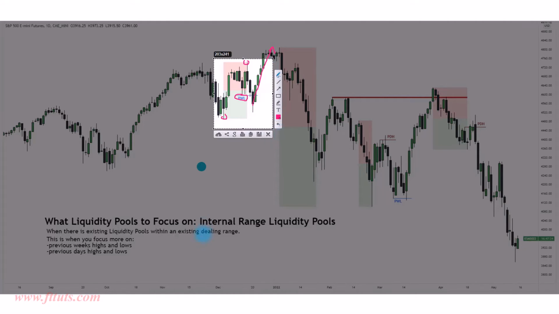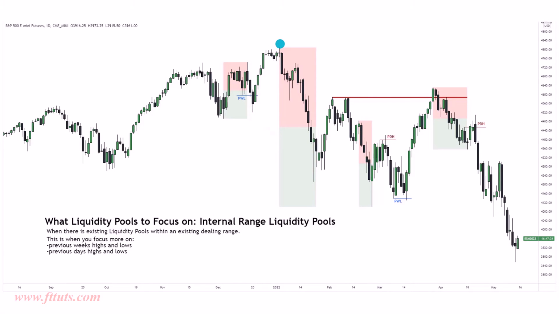Now what you want to do with internal range liquidity pools is blend them with something. Okay, so what I like to blend them with is one, an order block, or two, a fair value gap. So we can see here, if we did that very thing, we have a previous week's low, and we look to the left, where could price trade into also? Well, we have a down candle here. We'll use the mean threshold of that. So that's an order block plus internal range liquidity in the form of previous week's low. Okay.